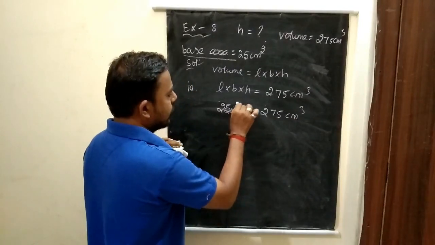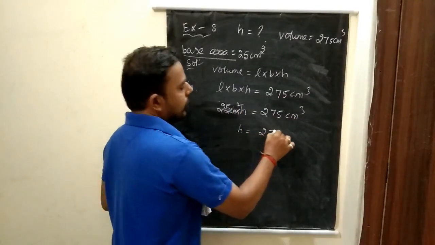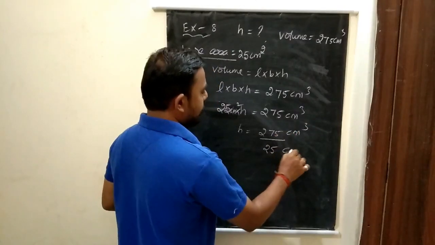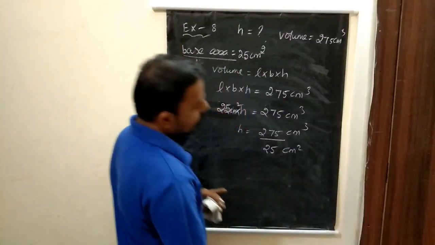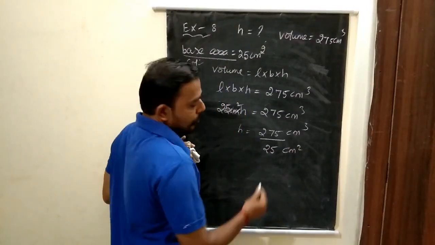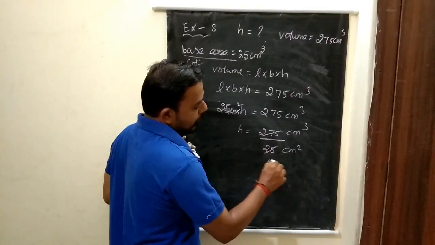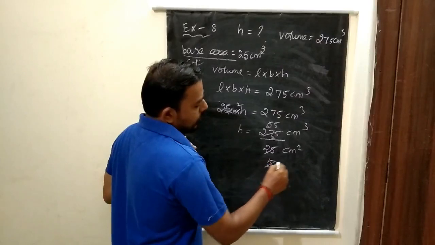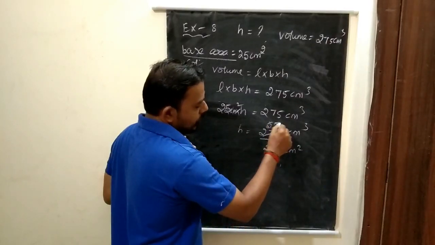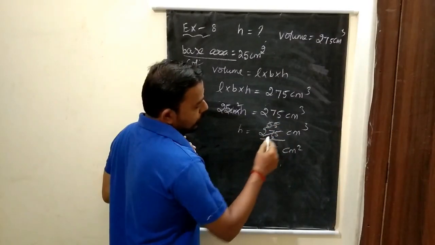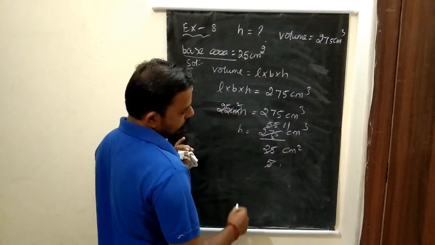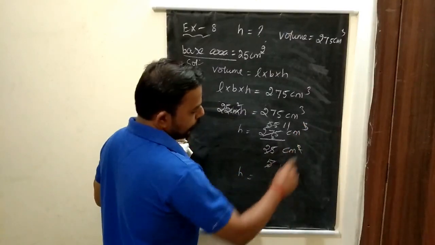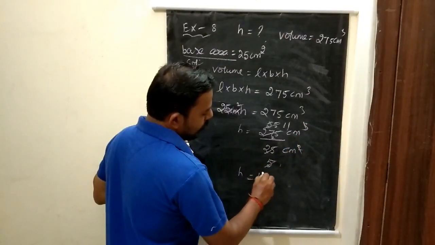So H is equal to 275 centimeter cube divided by 25 centimeter square. We can cancel by the 5 table. 5 5s are 25, 5 5s are 25, remaining 2 5. So 1 5s are 5, 11 5s are 55. So H is equal to 11 centimeter.